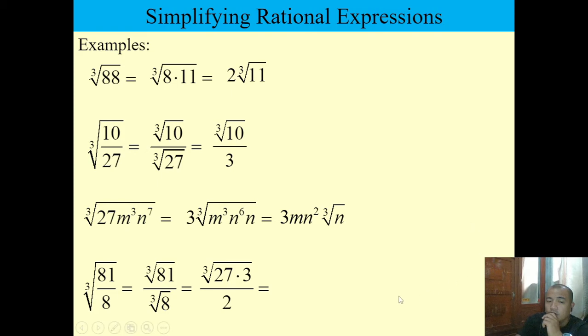Another one: cube root of 81 over 8 is cube root of 81 over cube root of 8. Cube root of 8 is 2, so the denominator is 2. Then the 81 we still have to factor: 27 times 3. The cube root of 27 is 3, so the answer is 3 cube root of 3 over 2.